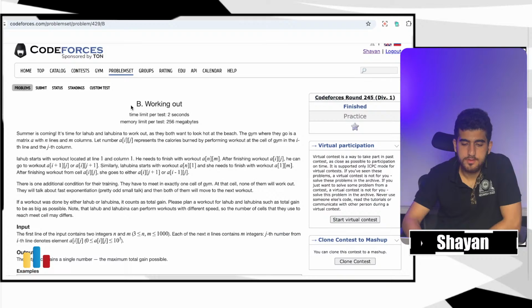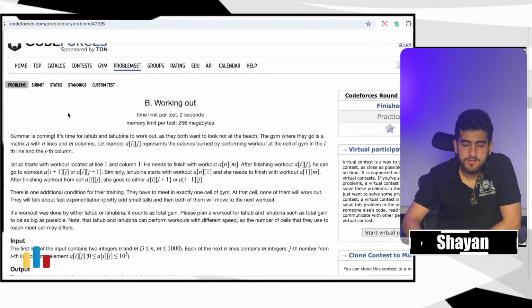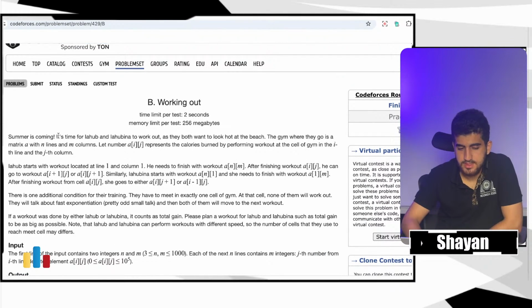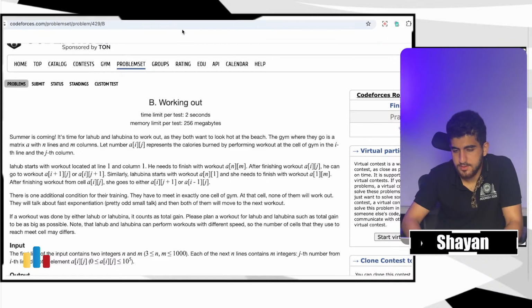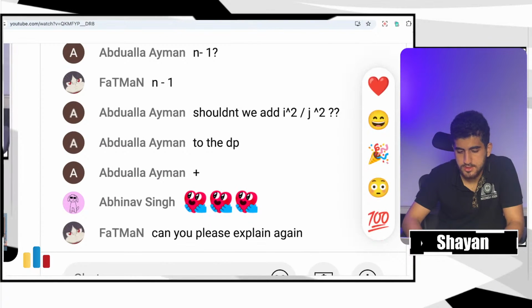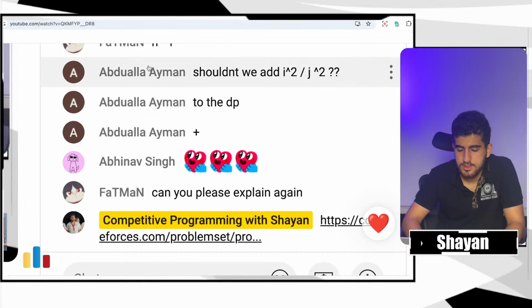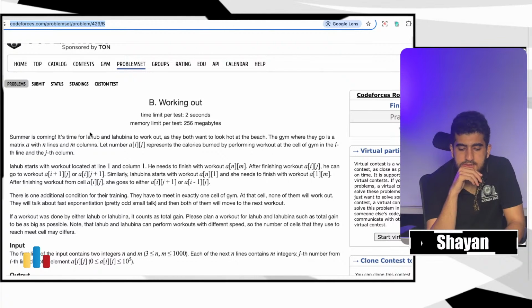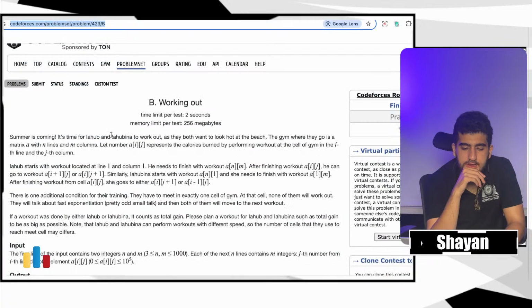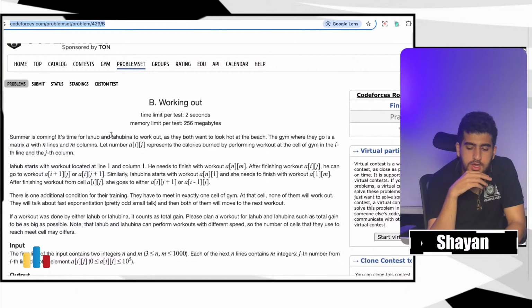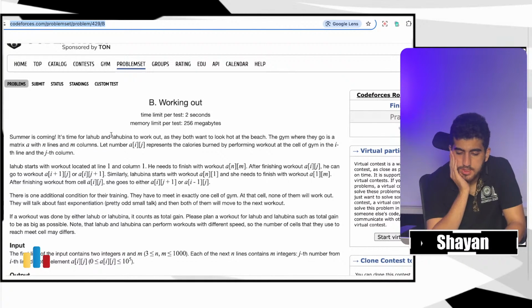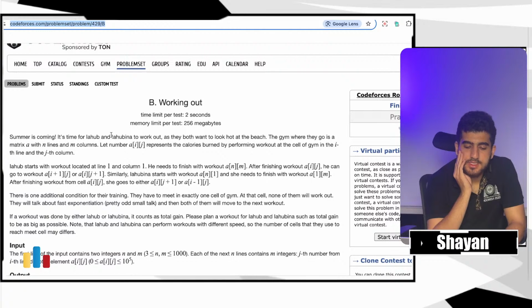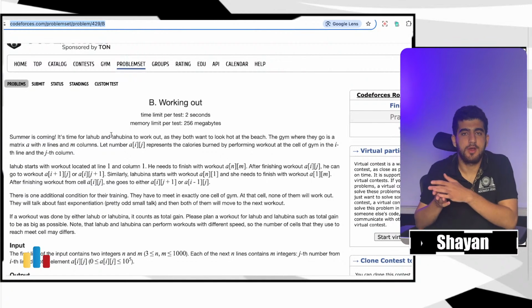Working Out. Well, this problem says that, let's read the statement. Let me also send you the link such that if you want you can read it as well. So this problem says that summer is coming, it's time for Laub and Laubina to work out as they both want to look hot at the beach. The gym where they go is a matrix A with n lines and m columns.